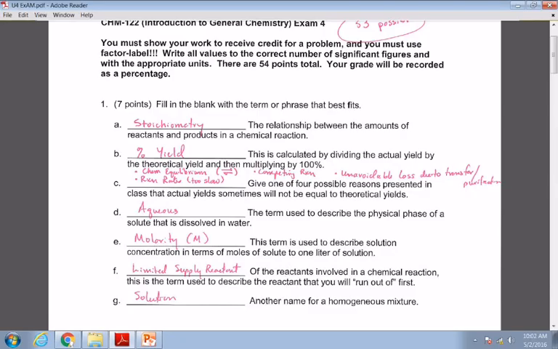So I was after stoichiometry is the relationship between the amounts of reactants and products in a chemical reaction, as indicated by the balanced chemical equation. I was after percent yield as dividing actual by theoretical and multiplying by 100%. For C, reasons that you don't get everything back that you think you should get back.